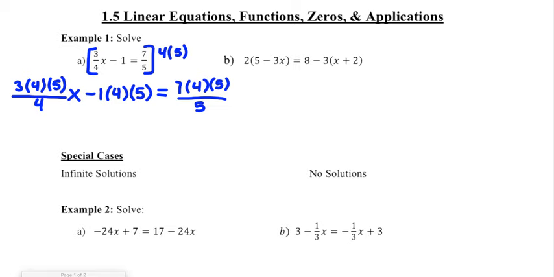I can go ahead and simplify this first fraction. The 4's cancel, leaving me with 15x minus 20.